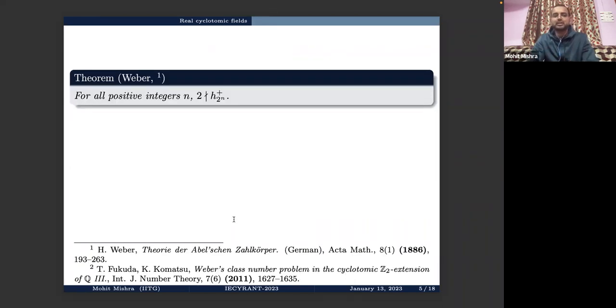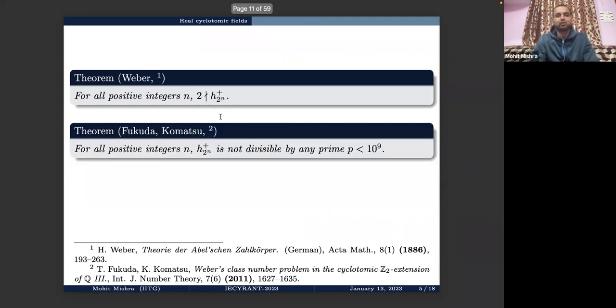Weber also studied the class number of Q(zeta_{2^n})^+, the 2^n-th real cyclotomic field, and he proved that the class number of Q(zeta_{2^n})^+ is odd. That means 2 does not divide the class number of Q(zeta_{2^n})^+. And recently in 2011, Fukuda along with Komatsu proved that the class number of Q(zeta_{2^n})^+ is not divisible by any prime up to 10 to the power 9.